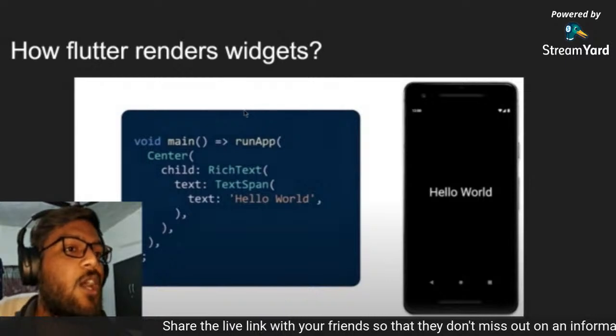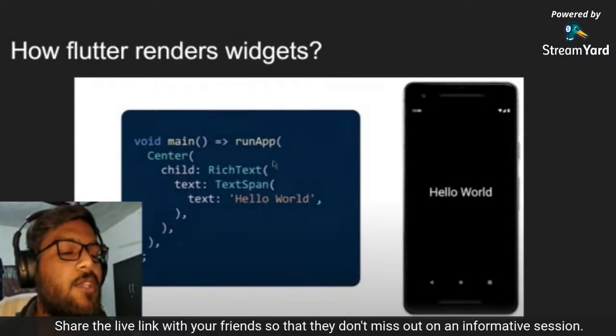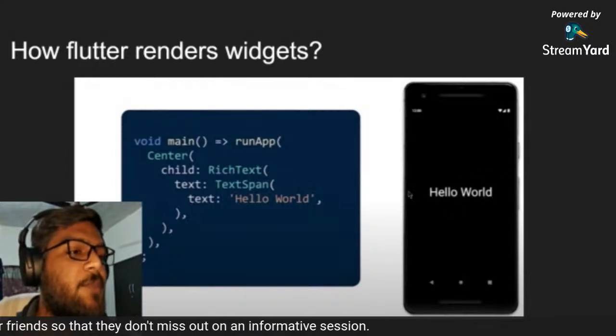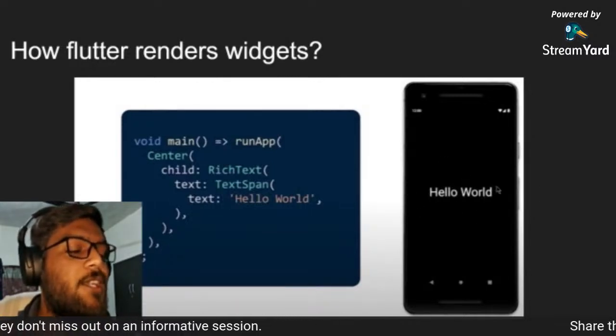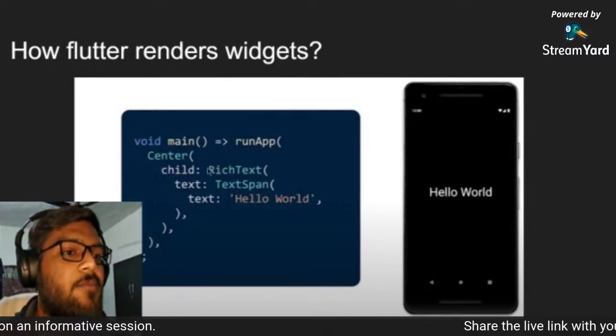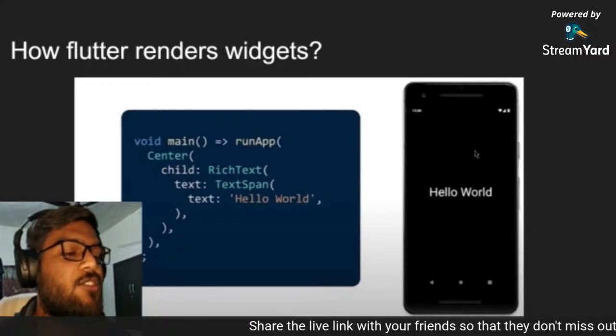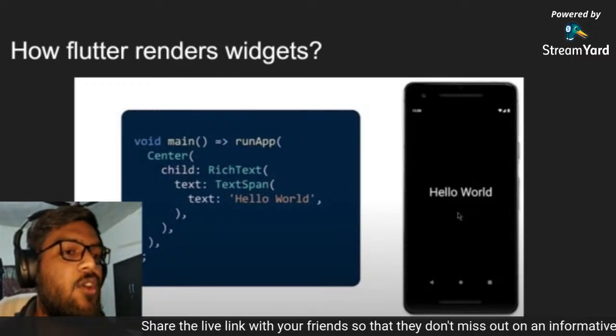Now let's see how rendering in Flutter works. You can see here, this is a basic app or a basic function which will just be displaying hello world text on the screen. We have a Center widget which is used for centering the text, or centering any child widget, on the screen.